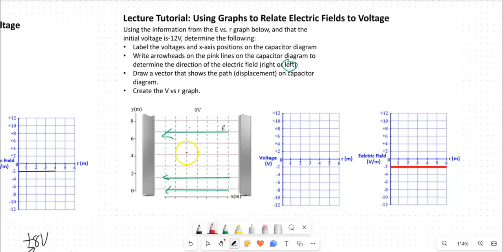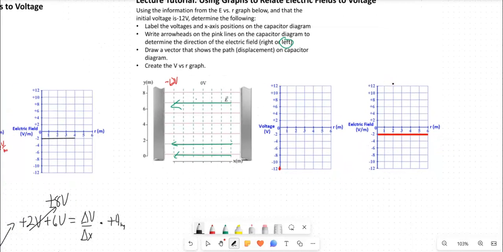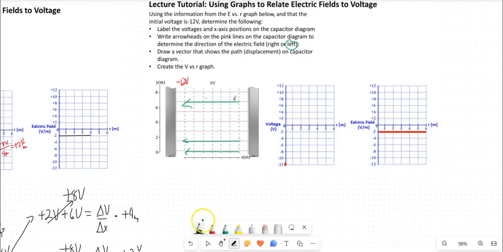Now, it says it starts off with an initial voltage of negative 12 volts. So that has to be on this side. So let's go ahead and start off by calling this negative 12 volts right here and negative 12 volts right here. Now, the area of these boxes right here, that is the change in voltage. Okay, so I'm going to zoom out a little bit so I could work some mathematics, right?